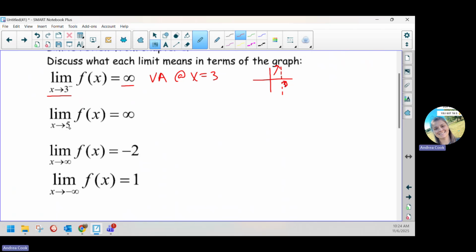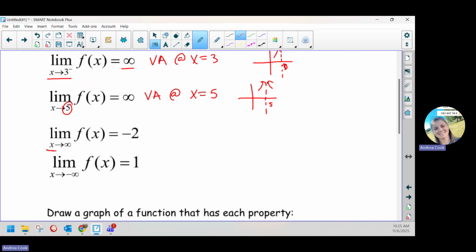Where this next one, it says 5. So that means that both sides of 5, there's going to be a vertical asymptote at x equals 5, and both sides of 5 are going to infinity.